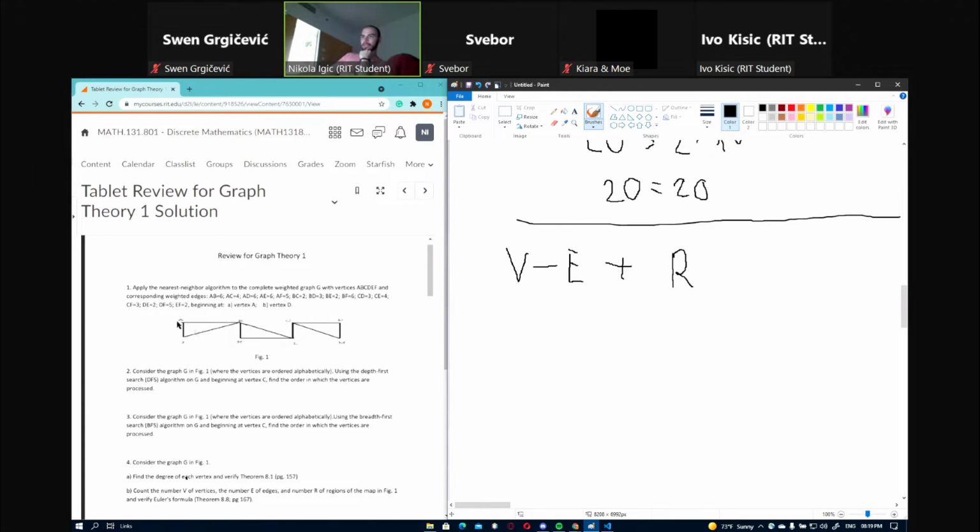And then you just write that the number of vertices is 8, the number of edges is, I think, 10, if I remember correctly: 1, 2, 3, 4, 5, 6, 7, 8, 9, 10.